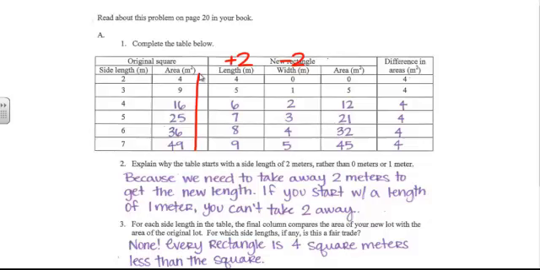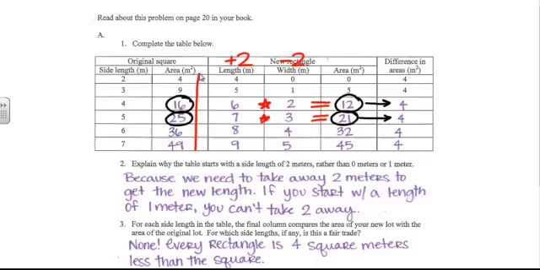And then you just had to multiply length times width for all of these to end up with the new area. And then the difference in area, you were taking your original one, so like the 16, and subtracting 12, and that's how we ended up with 4. And then do the same thing, 25 minus 21 gave us 4.